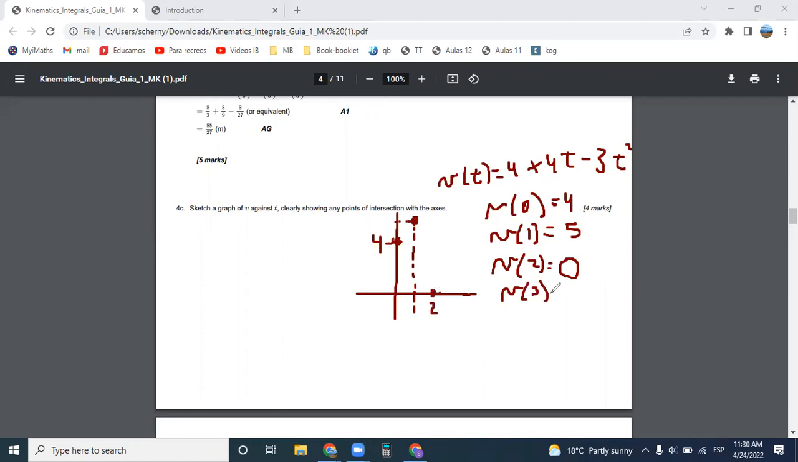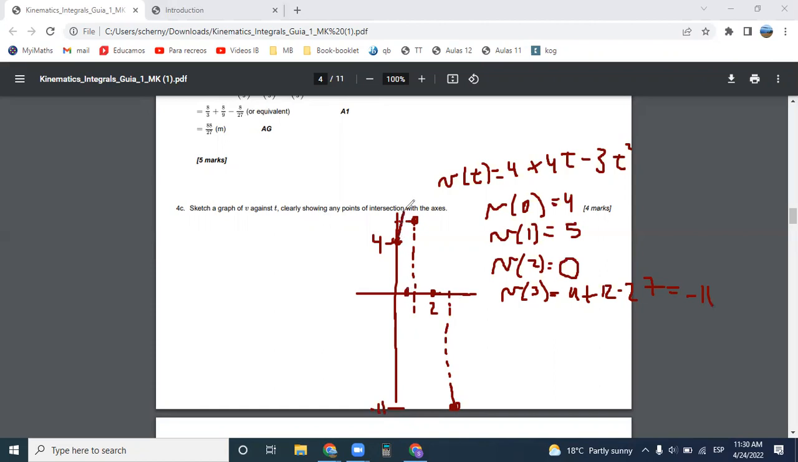And then when t is equal to 3, we have 4 plus 3 times 4, which is 4 plus 12, minus 3 times 3 squared, which is 27. So the velocity is going to be minus 11, if I'm not mistaken. So at minus 11, we will have this last point. So we have this point. For the graph, we know that when t is 2/3, we have the maximum, more or less here.